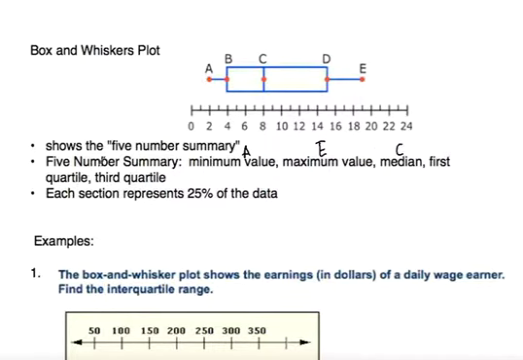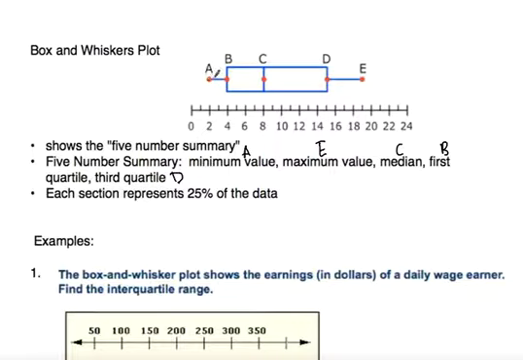First quartile, which is going to be the end of the box on the left side, B. And third quartile, the end of the box on the right side, which is D. Each section is going to represent 25% of the data. So if we look at how the box is drawn, it's divided into 4 sections, and they're not necessarily equal, but they do each represent 25% of the data.